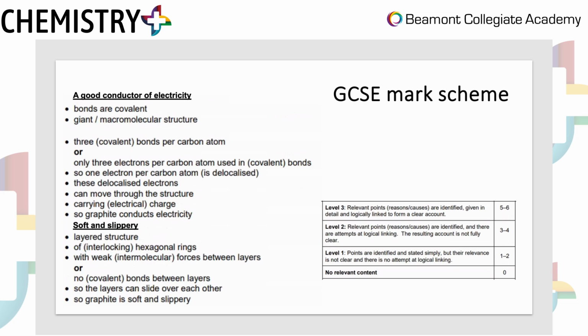So here's the GCSE mark scheme. Remember, my focus was on the soft and slippery part of the question. I talked about graphite being layered, about there being weak forces of attraction, and about the layers being able to slide over each other. I made relevant points and I made links between the points. This could have helped me achieve a level 2 answer. However, I did not talk about graphite being a good conductor of electricity. Relevant points needed to be made with links to help us achieve that level 3 answer.